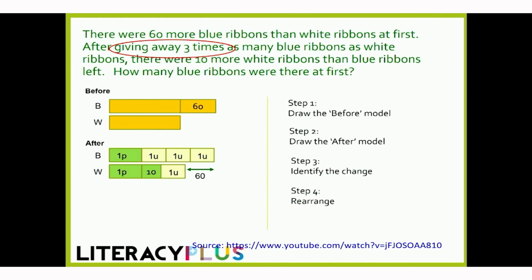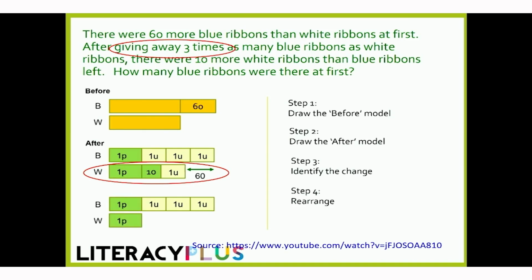Step 4, we will have to rearrange the white. What we do is try and put the number values together and put the units in front. So blue and white will be one part, 1 unit, and a 10. And this is 60.